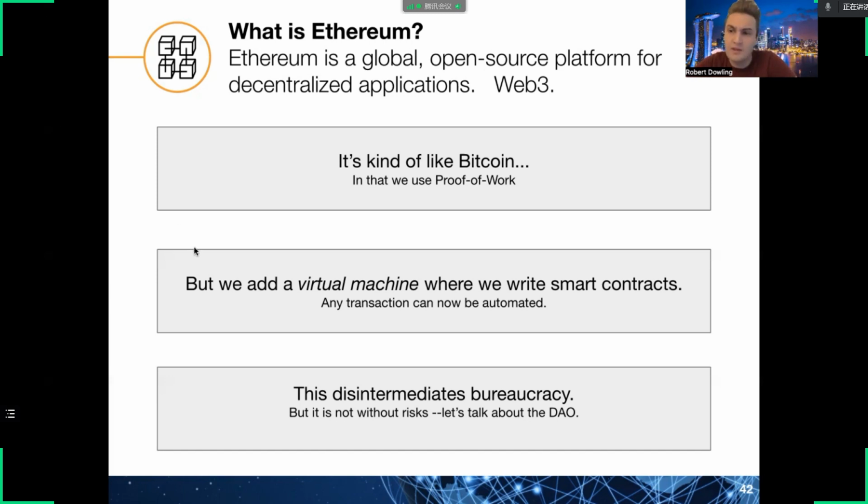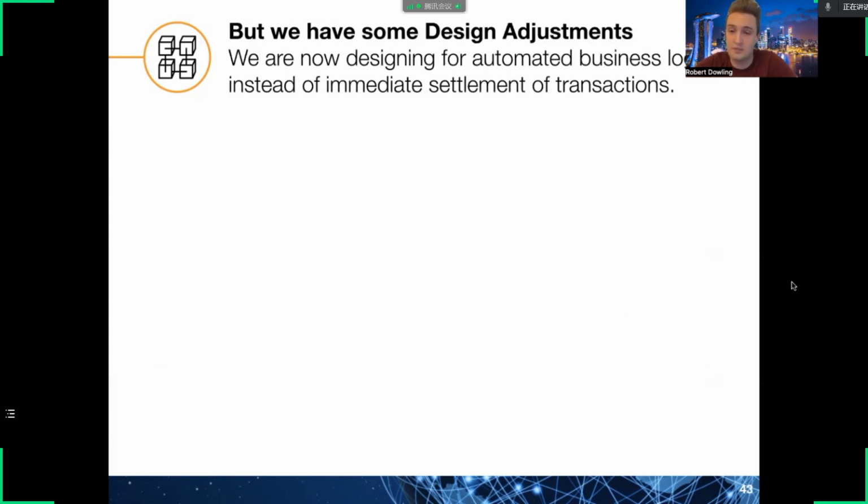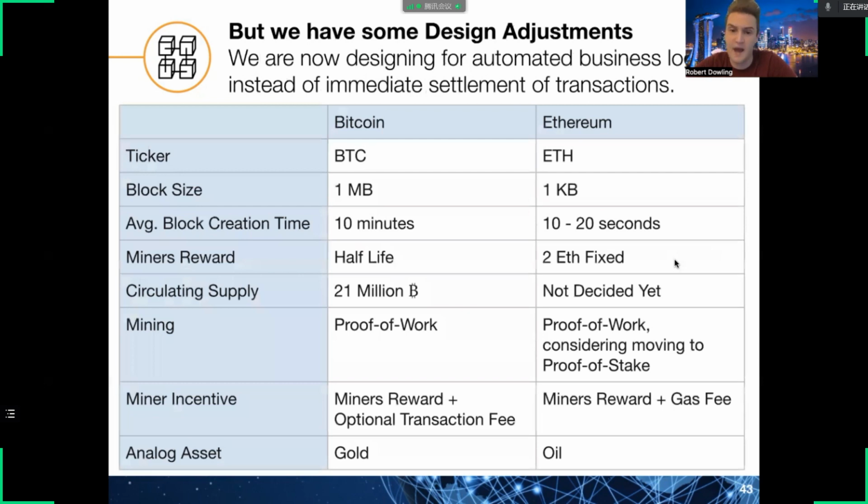So these are the types of examples where you can imagine you can actually disintermediate these third parties that we've relied on for a while. Now, this is a comparison of Bitcoin and Ethereum. Basically, the average block creation time of Bitcoin is about every 10 minutes. The average block creation time of Ethereum is every 10 to 20 seconds. The Bitcoin mining reward has a half-life. Ethereum doesn't. It's 2 Ether fixed for every block.